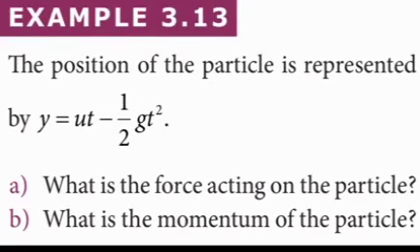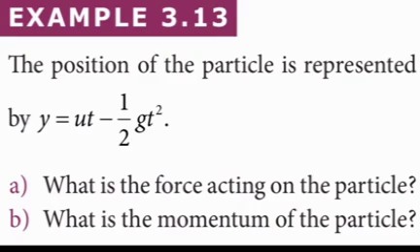Students, next problem, example 3.13. Okay, so I read the question, listen carefully. The position of a particle is represented by y is equal to ut minus half gt square. We have to find what is the force acting on the particle, and also we have to find what is the momentum of the particle. So these two things we have to find.